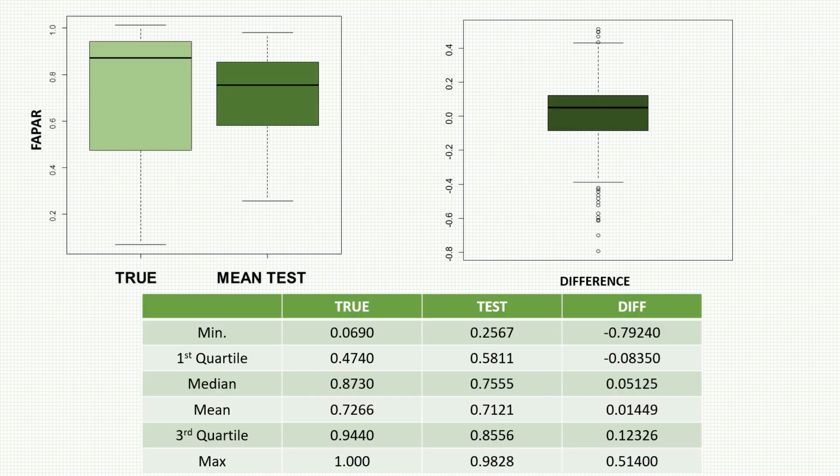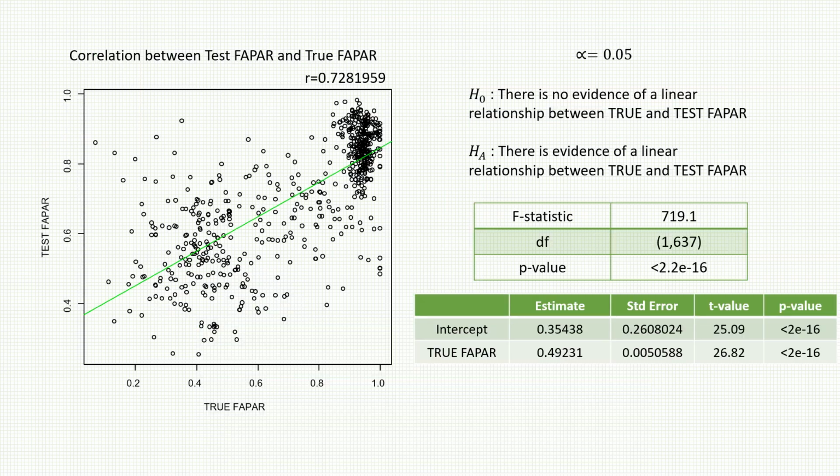Here are the box plots for the true and test FA-PAR. As you can see, there are no major outliers, and here is the box plot for the difference, with a few outliers on both ends. Included as well are some descriptive statistics of all the fields.